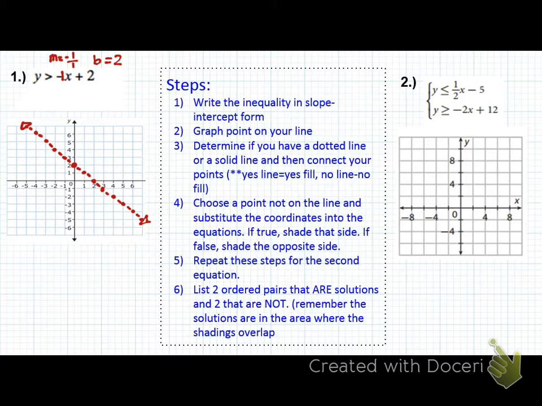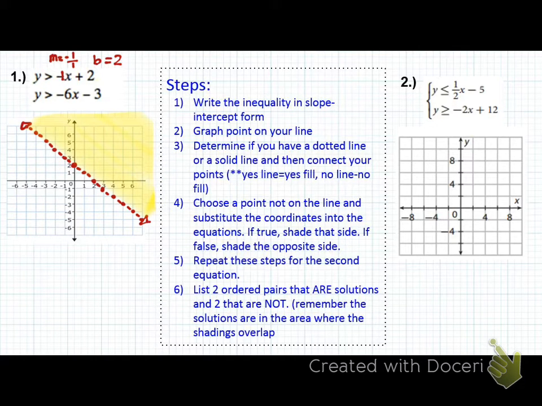Then I look at my inequality sign and it says greater than. So that means I'm going to have to shade above. I'm going to shade above here carefully. What this is saying is anything in this area would make this first equation true. But that's not the only equation we had. We also had the second equation, so we want to make sure we include that.